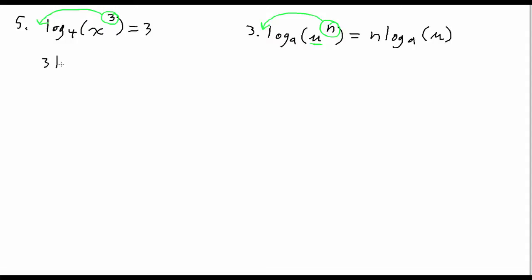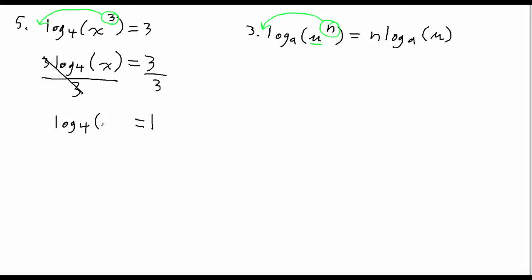So, here's what it looks like. 3 times the log base 4 of x equals 3. Okay, how does this help us? Well, now we can divide both sides by 3, like this. This cancels out 3 on this side, and 3 divided by 3 is equal to 1, because any number divided by itself is equal to 1. So this becomes a 1 down here, and this becomes log base 4 of x equals 1.